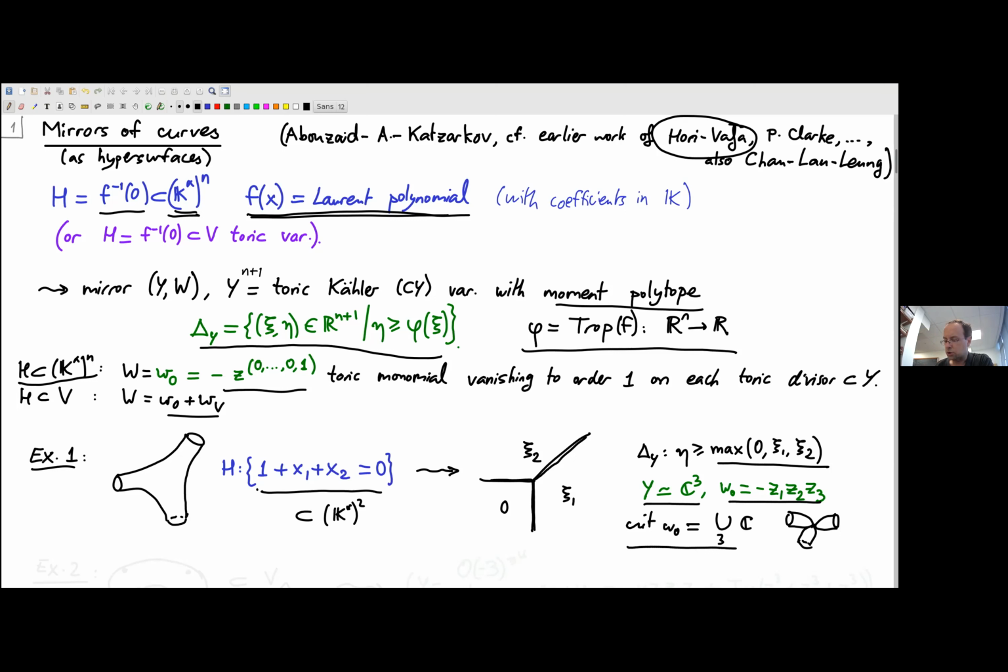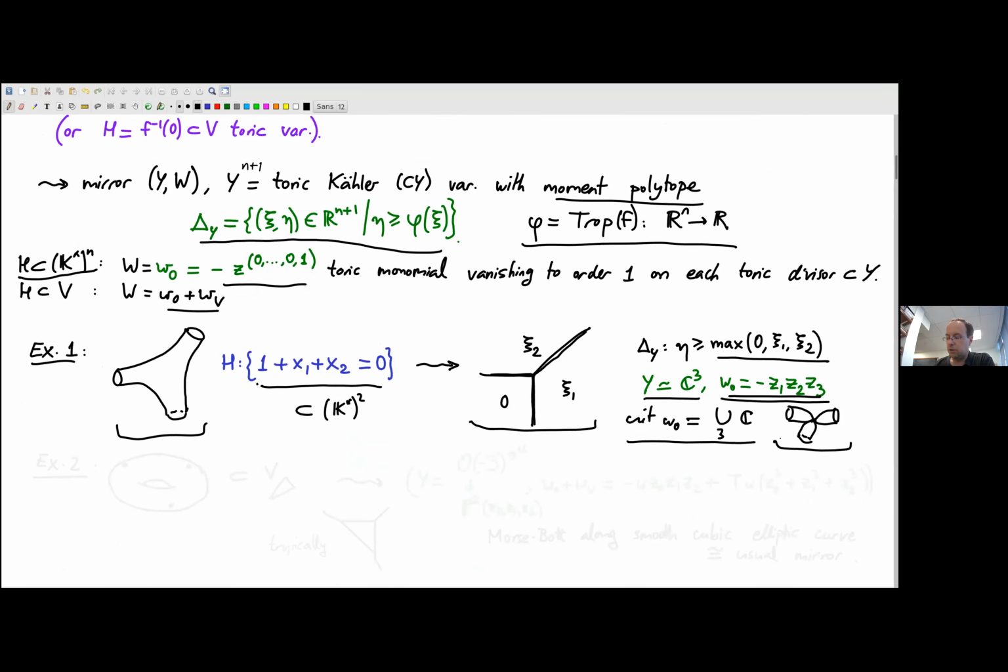The critical locus of this function is going to be just the union of the coordinate axes. So to check homological mirror symmetry for the pair of pants would mean, for example, comparing coherent sheaves on the pair of pants with a certain Fukaya category of this Landau-Ginzburg model, which somehow is supposed to probe the critical locus, the singularities of this function W0. But the theme we'll develop in this talk is that we should think of maybe this critical locus itself, rather than the ambient space, as being the space on which we want to do geometry on the mirror side.